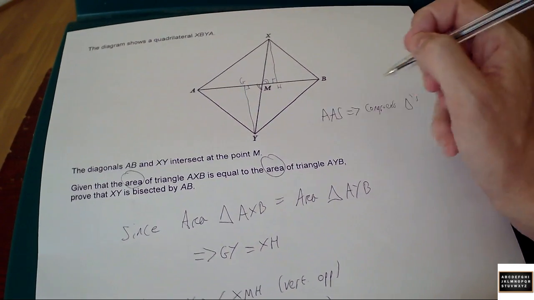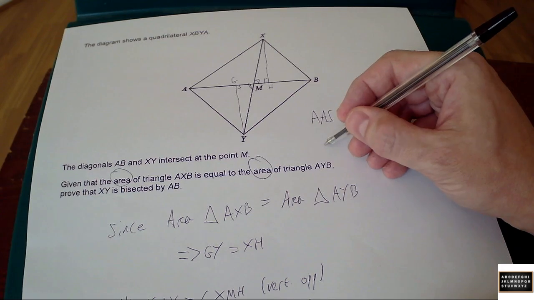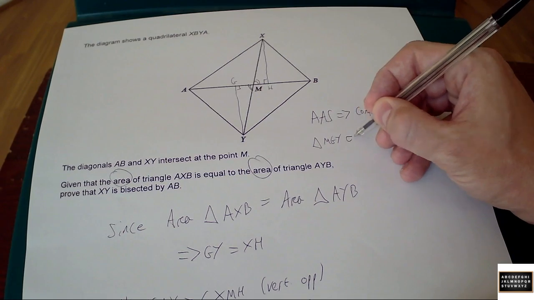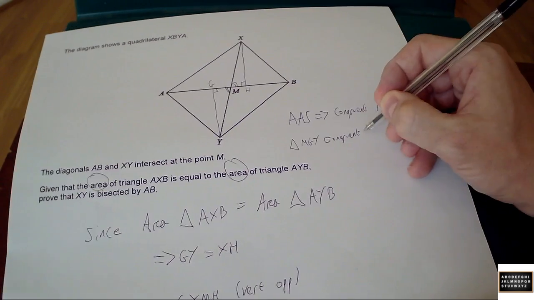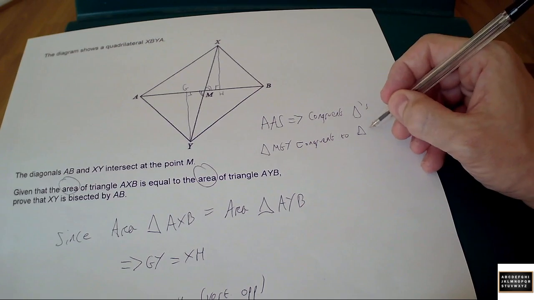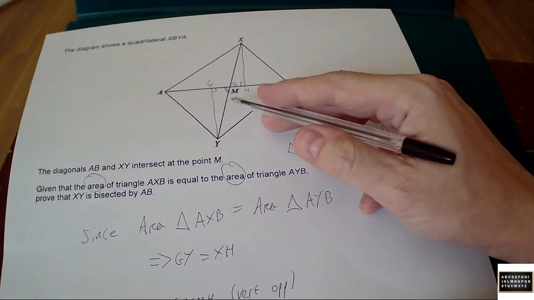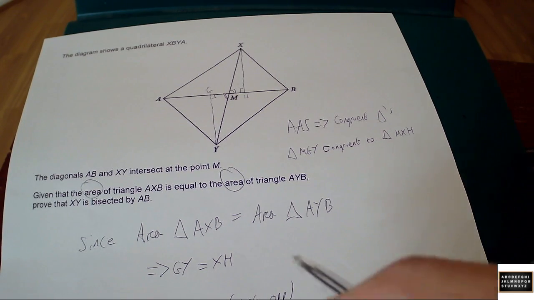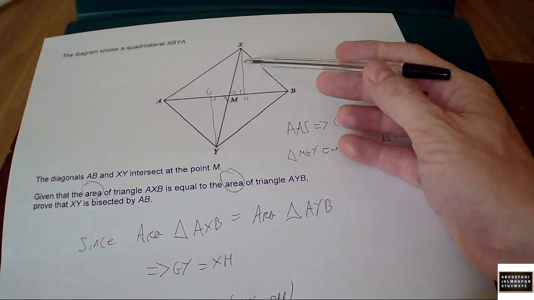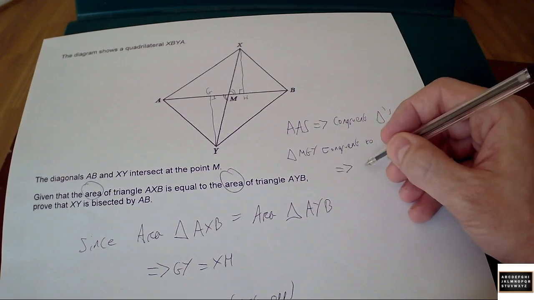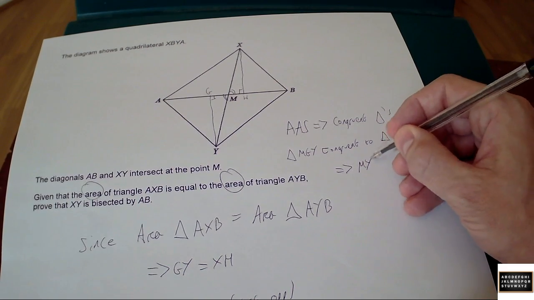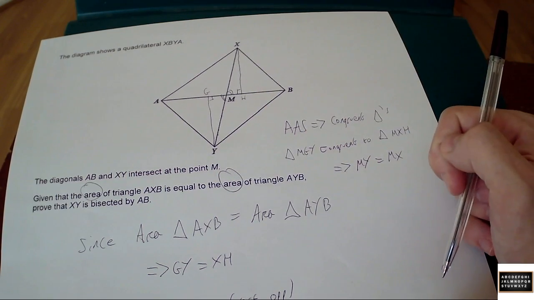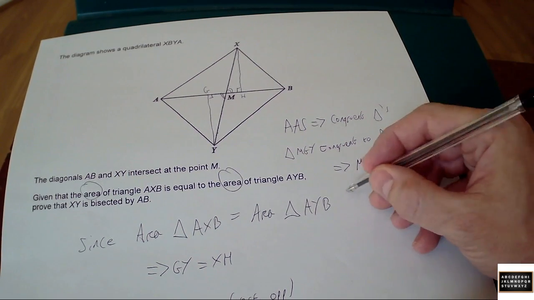So triangle MGY is congruent to triangle MXH. Now, if they're congruent, basically that's the answer, because that's telling you everything. Because if they're congruent, it means that these two lengths, YM, must be the same as MX. They have to be, because they're congruent triangles. So MY equals MX, which means if these two lengths are the same, then they must have been bisected by that point.